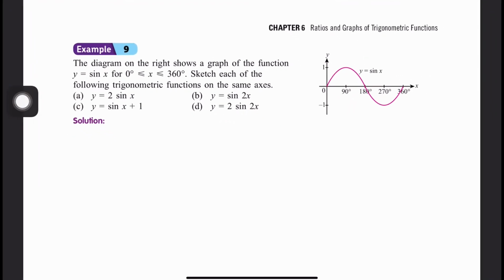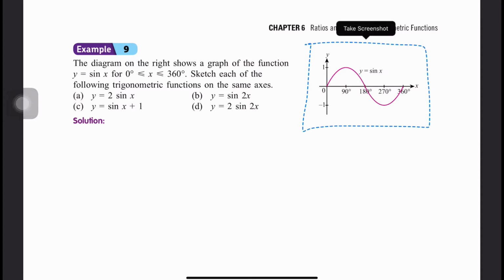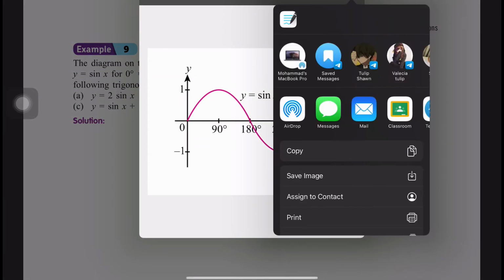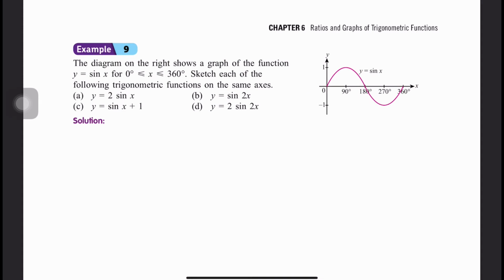Now let's look at the first example. The diagram on the right shows the graph of function y equals sin x. For this range, sketch each of the following trigonometric functions on the same axis. So dia dah bagi ni dah. Ni panduan kita. So dia suruh kita lukis yang ini. Sekejap. Saya cuba screen capture. Kita cuba yang pertama.